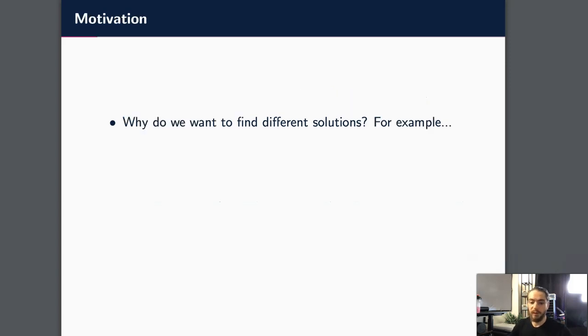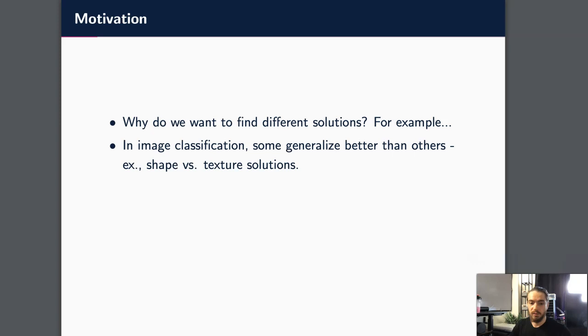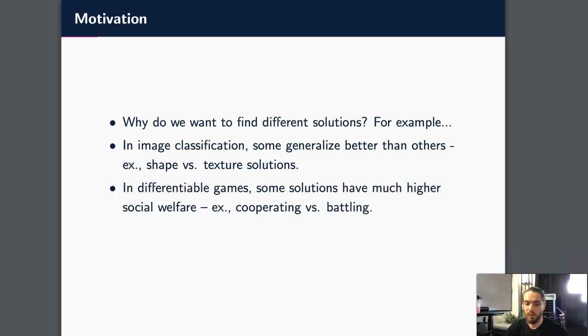So, why might we want to find different solutions? In image classification, solutions using shape information might generalize better than those using texture information. Or, in differentiable games, our agents might receive higher rewards by finding solutions where they cooperate instead of simply battling. But, what exactly is a differentiable game?